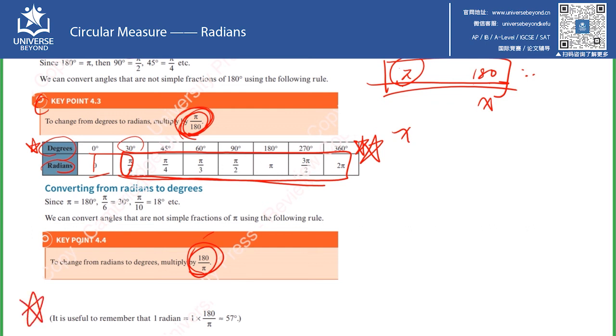这个是怎么来的呀？ Divided by 3.14. So 180 divided by 3.14 is just around 57. Make sense? Degrees and radians.